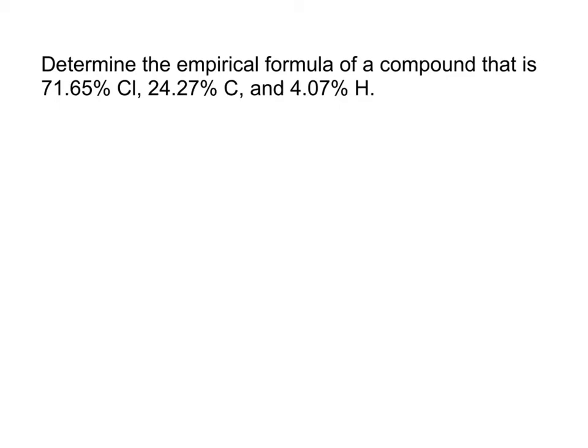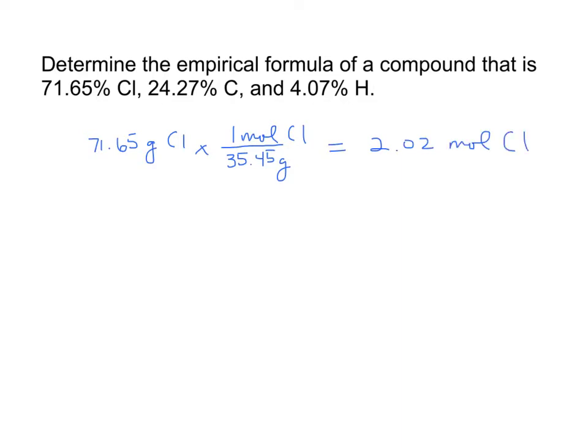So in 100 grams, we would have 71.65 grams of chlorine. And remember that first step. We need to figure out the number of moles. So we look up the molar mass for chlorine, 35.45 grams is 1 mole of chlorine. And from there we can figure out the number of moles that we're dealing with, which you do the math and you get 2.02 moles of chlorine.